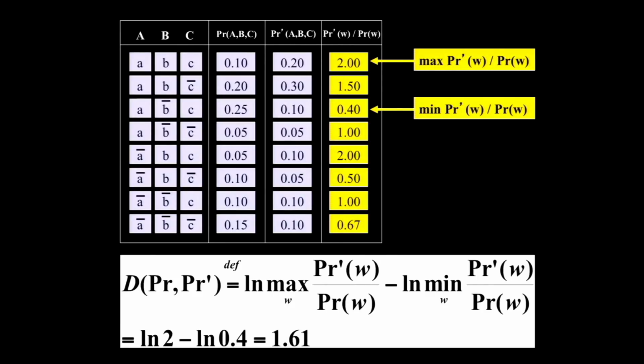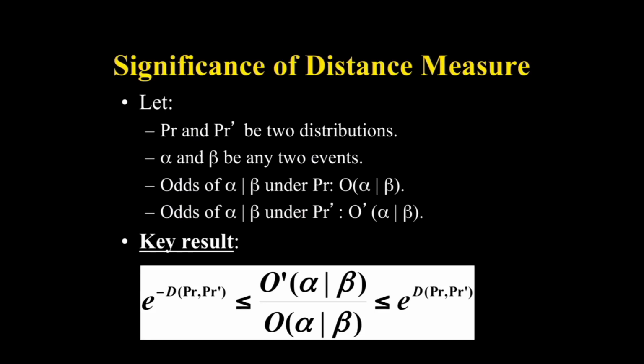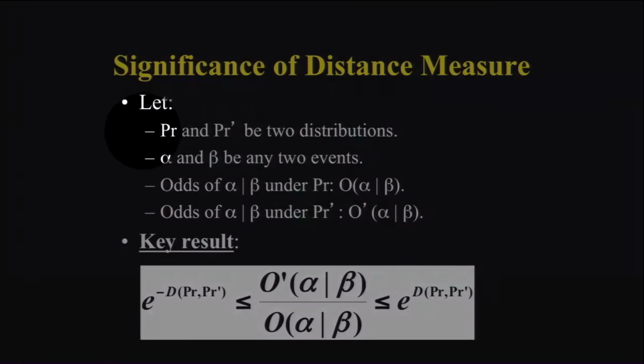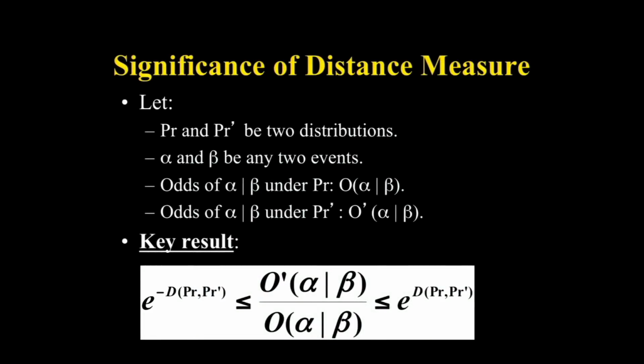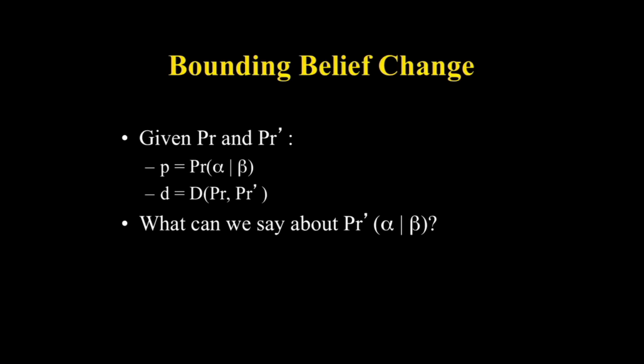Okay, now look what you can do with this. Here it is. If you give me two distributions, PR and PR prime, and arbitrary events alpha and beta, and then you compute the odds of alpha given beta according to the first and then according to the second, you're going to get odds O of alpha given beta and odds O prime. If you take the ratio, it is bounded as such. Not bad. Now, this is odds, and people typically think of probabilities, so you can flesh this out and write a version of this in terms of probability, and it looks like this.